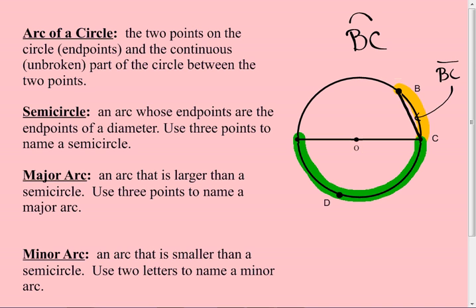Good. Use 3 points to name a semicircle. So I need another point here. I think I might have missed that. I fixed the circle. If you look at your handout, it's a little bit squished. I didn't like that. So this is a semicircle. E, D, C. We go around the circle.